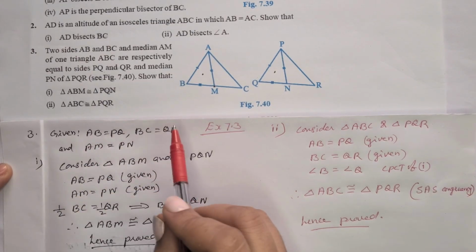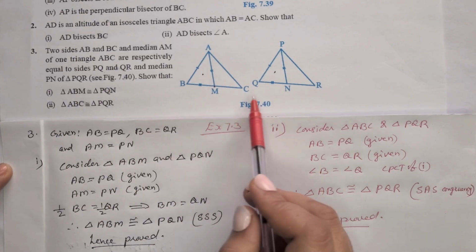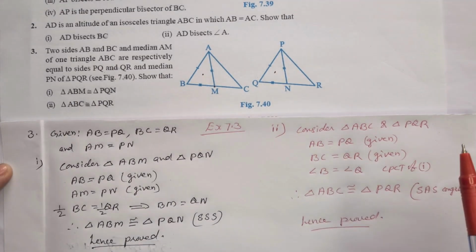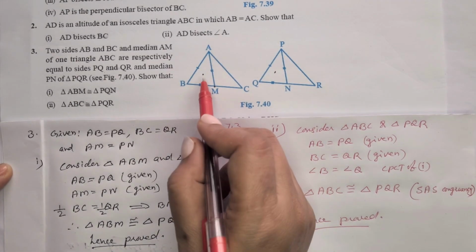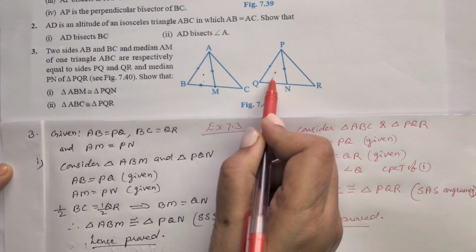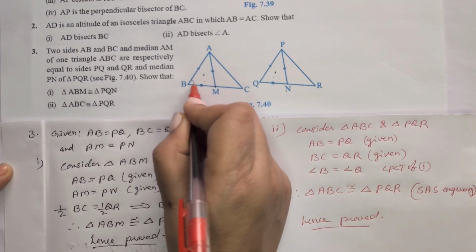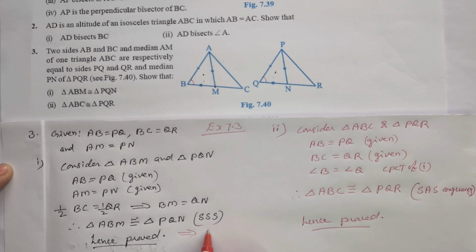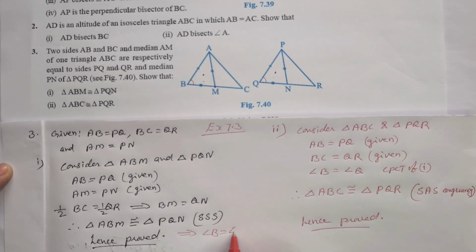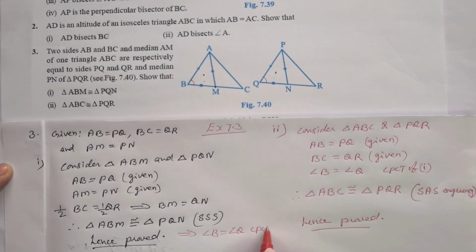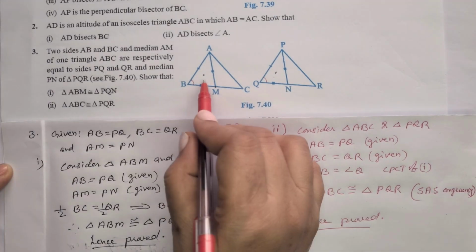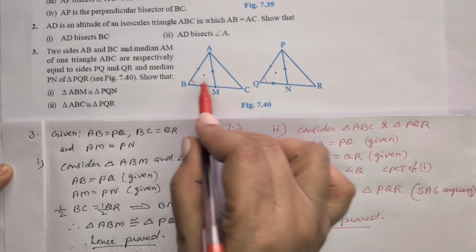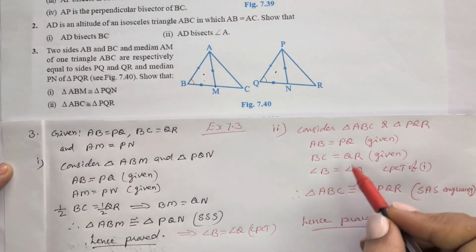Now for the second part of that question, triangle ABC congruent to triangle PQR. For that, from here we already proved that these two triangles are congruent. From that we can write angle B is equal to angle Q, that is CPCT, corresponding parts. If these two triangles are congruent, then angle B is equal to angle Q. That we are applying here.